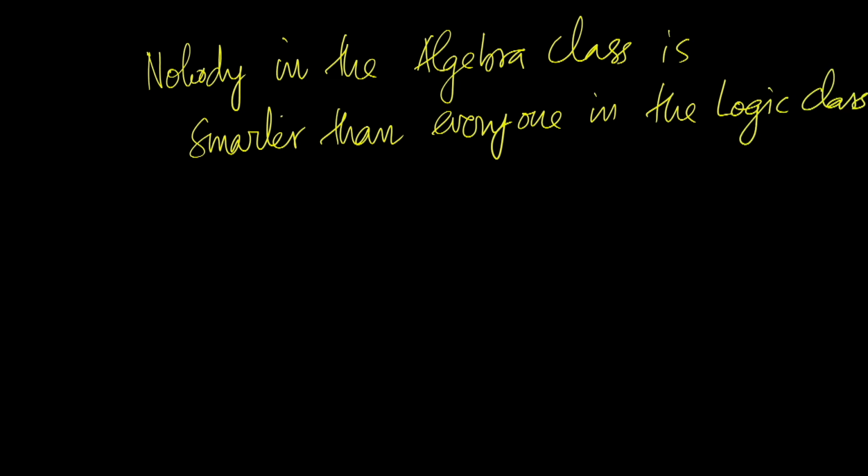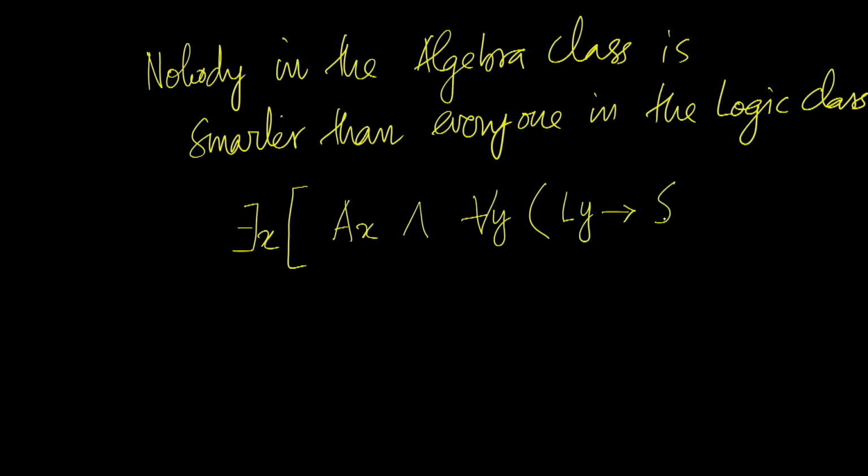So, to paraphrase this, we would write this way. First, let us assume that there is somebody in the algebra class who is smarter than everyone in the logic class. So, we would say there is an x, so that x is in the algebra class, and for all y, if y is in the logic class, then x is smarter than y.